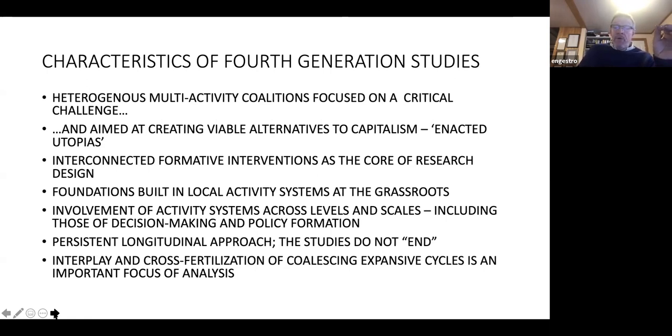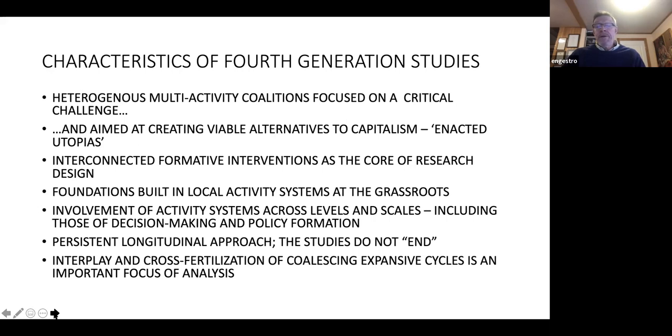They use interconnected formative interventions as the core research design. I mentioned the recent work of Sannino and her research group on eradication of homelessness. Homelessness is typically one of those, sometimes called wicked problems, which most of the Western countries, at least at the moment, seem completely unable to cope with. Homelessness is increasing practically in all Western metropolises, and eradicating homelessness can be really called a utopia for many people.